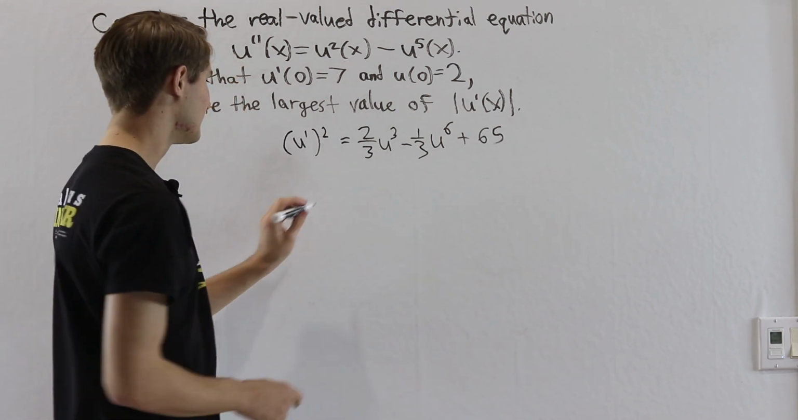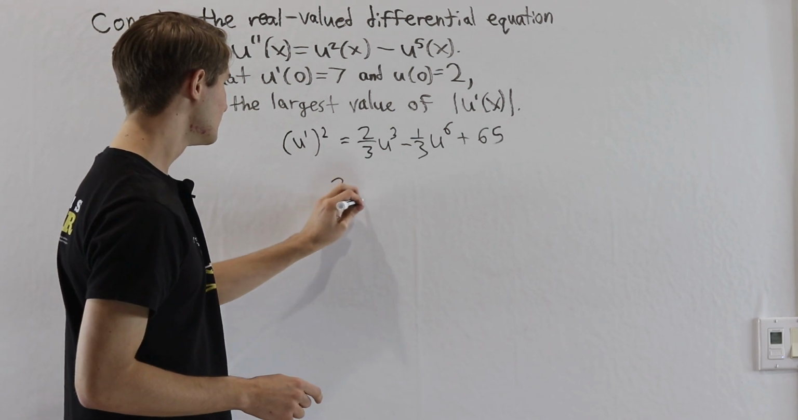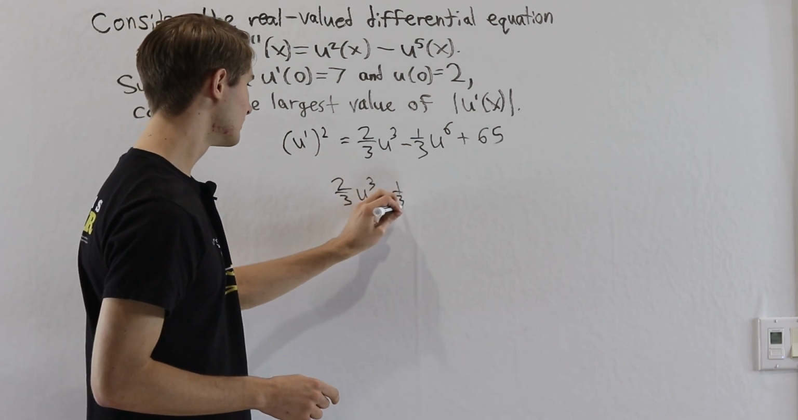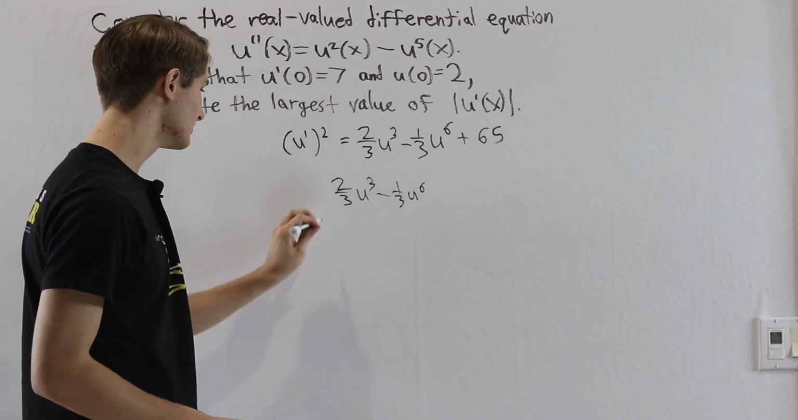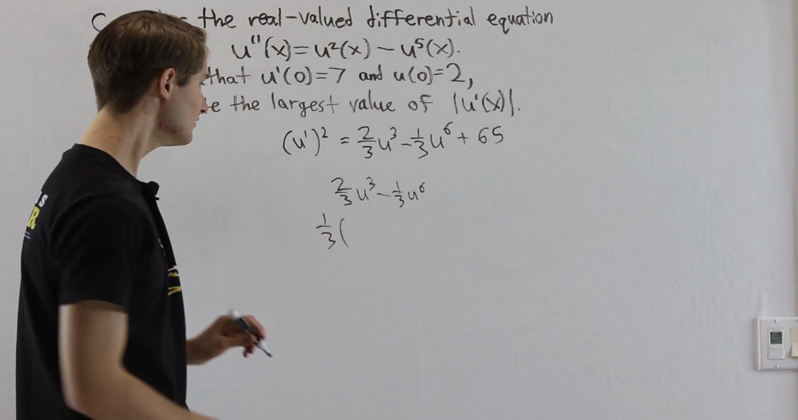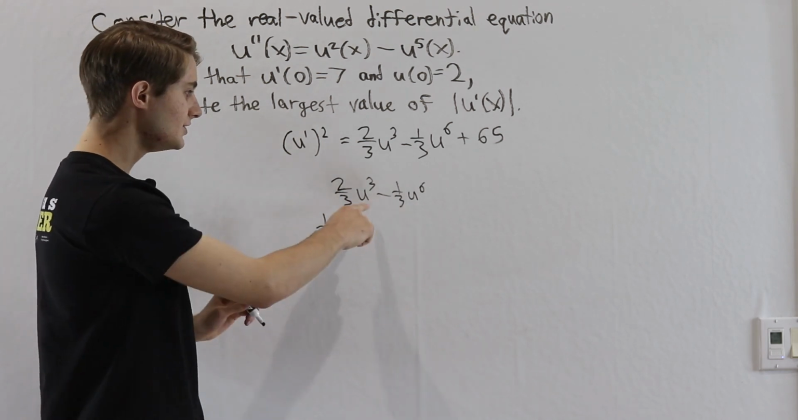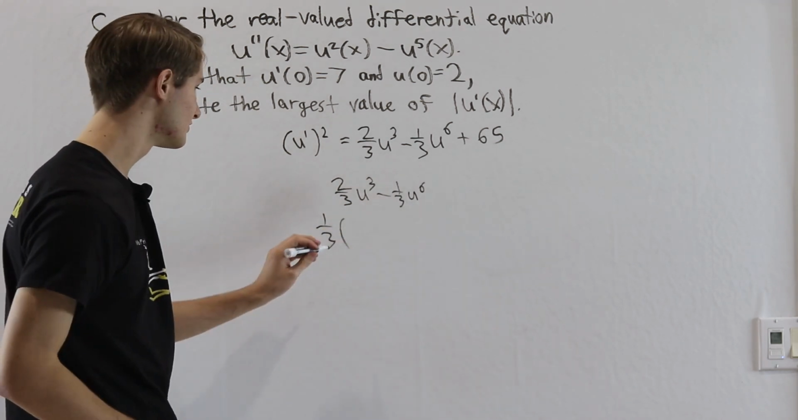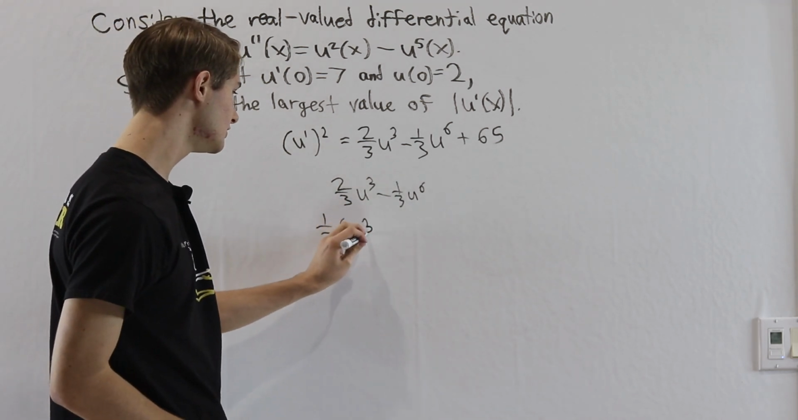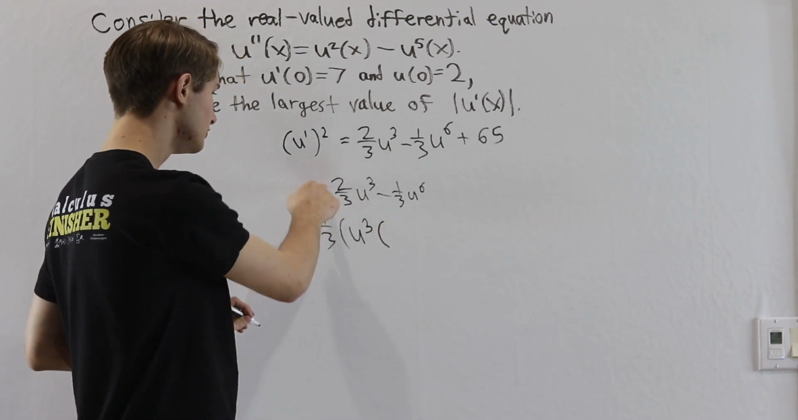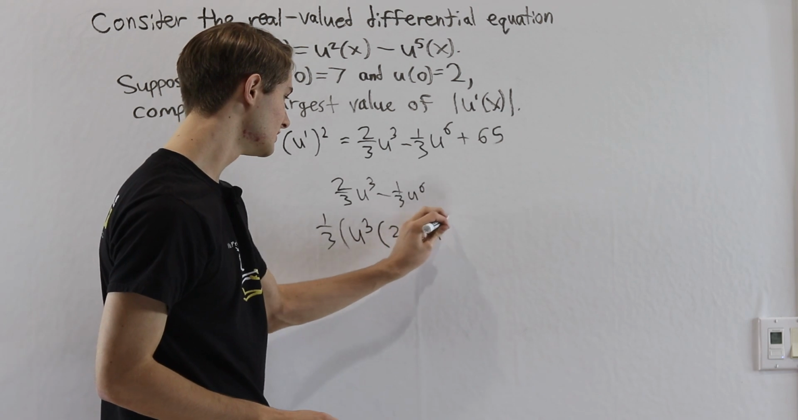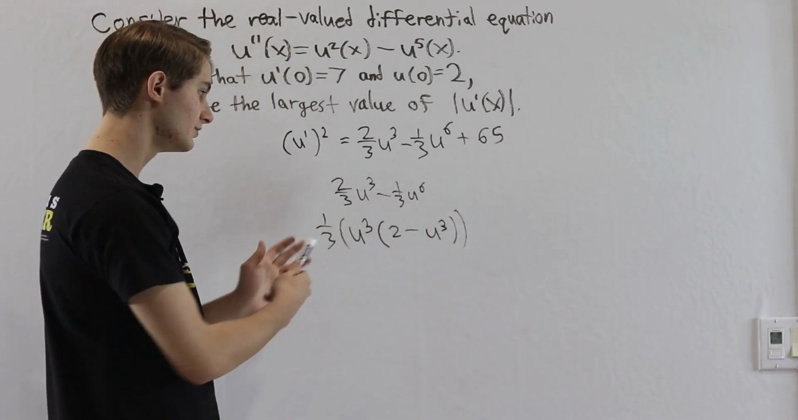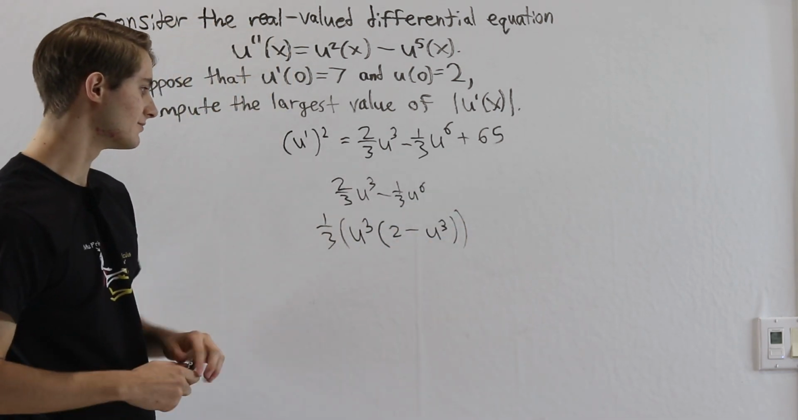If we take a look at what we have here, 2/3 u cubed minus 1/3 u to the sixth. Notice we have a 1/3 in everything, so we can factor that out. And then there's a u cubed in both of these terms. So what we actually have is u cubed times 2 right here, minus u to the sixth over u cubed, which is just a u cubed. So if we expand this out, we'll get what we have right here.